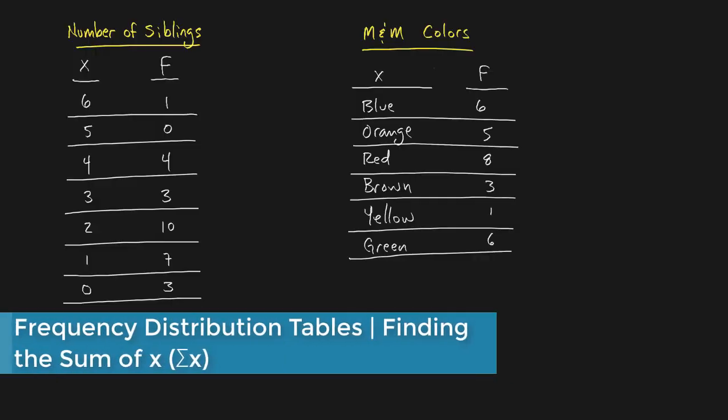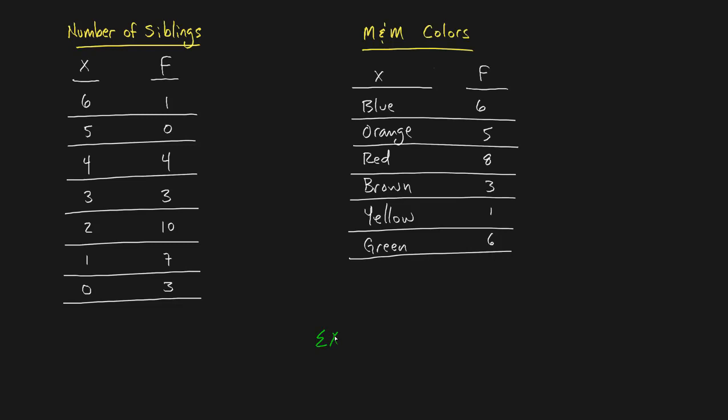Very often when you're working with data, you need to find the sum of x. Let's say you're looking to calculate the mean or the variance or the standard deviation. So we're going to need to get a list of all of our x values and add them up. But you have to be careful when you're working with frequency distribution tables.